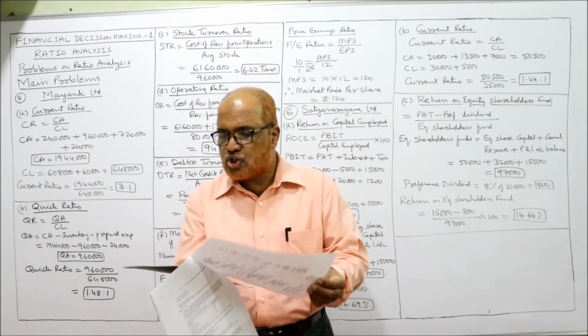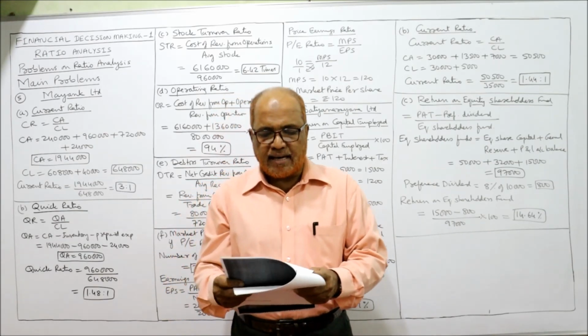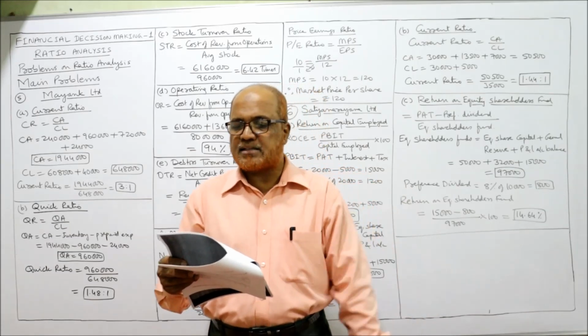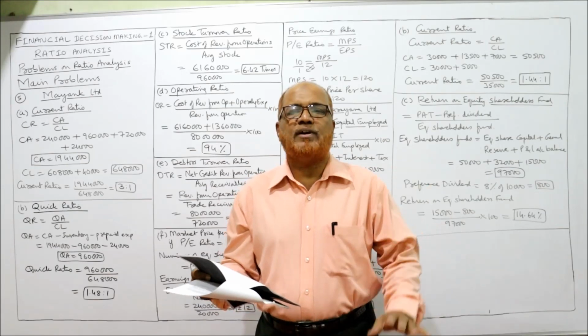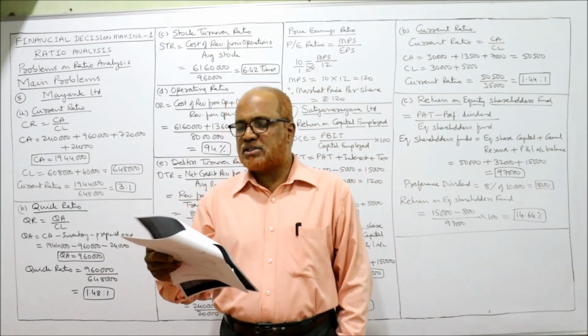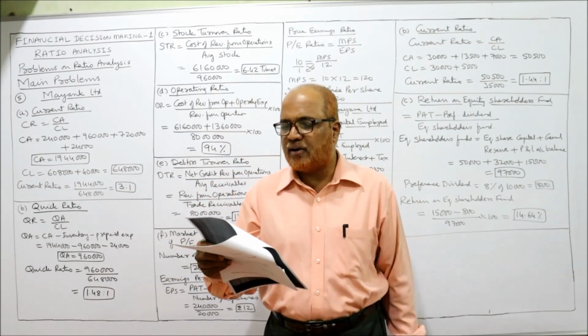Then next page, profit before tax is 4 lakh 80,000, less tax 50% 2 lakh 40,000, net profit after taxes 2 lakh 40,000. So we are given the income statement and also the balance sheet. Equity shares have face value of 100 rupees each. That means the face value of each equity share is 100 rupees.